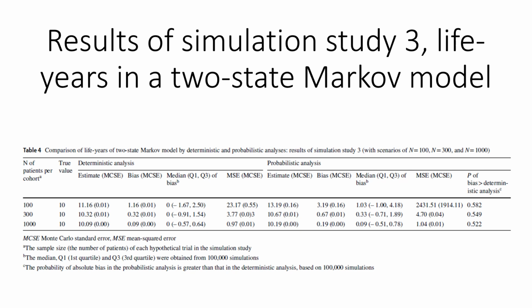The results of this simulation study were presented in this table. The bias and mean squared errors of deterministic analysis were smaller than that in the probabilistic analysis in all three scenarios. When the cohort size was small, n equals 100 in scenario 1, the bias of life years in the probabilistic analysis was much greater than the deterministic analysis, 3.19 versus 1.16. However, when the cohort size was large, n equals 1000 in scenario 3, the biases were much smaller in both approaches, probabilistic 0.19 and deterministic 0.09.